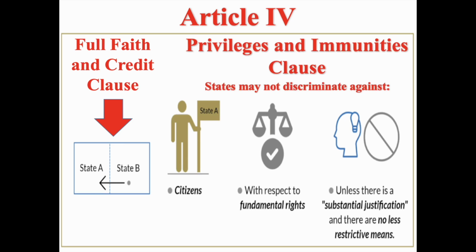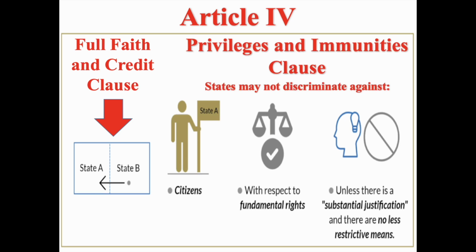A citizen of one state cannot be discriminated against in another state regarding their fundamental rights unless there is a substantial justification and no less restrictive means. For example, a student convicted of a crime in one state cannot escape to another state for sanctuary. That would be discrimination by one state against another state's laws and judicial proceedings.